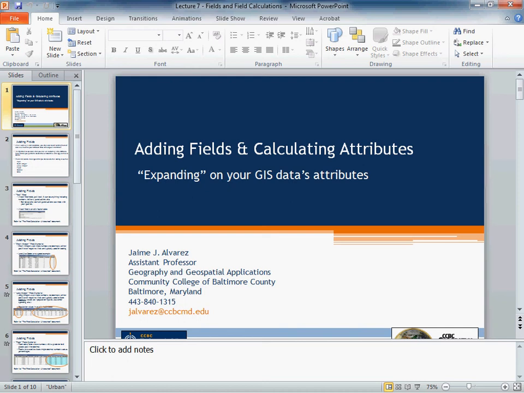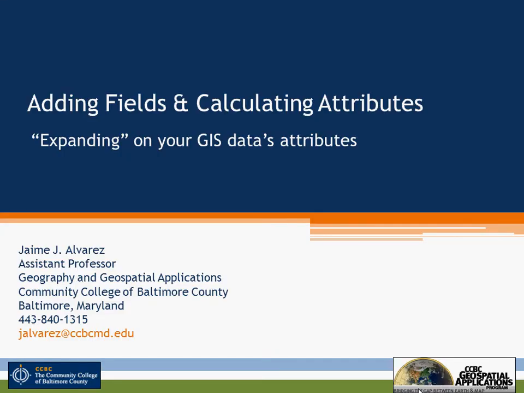And so here we are with the last of 3 lectures where we're expanding on our GIS data attributes. And again, working with GIS data attributes within our tables here. First, we ask questions of our attributes. Next, we attached additional data to our attributes with our joins and relates. And now we're talking about expanding the data attributes ourselves. And so how do we do that?